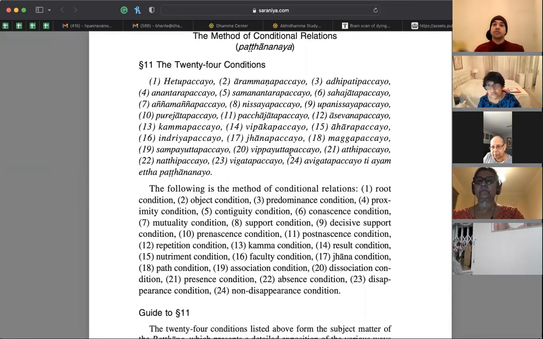I will read the Pali just to familiarize ourselves. Hetu paccayo, arammana paccayo, adipati paccayo, anantara paccayo, samanantara paccayo, sahajata paccayo, anyamanya paccayo, nissaya paccayo, upanissaya paccayo, purejata paccayo, pachajata paccayo, asevana paccayo, kamma paccayo, vipaka paccayo, ahara paccayo, indriya paccayo, jhana paccayo, magga paccayo, sampayutta paccayo, vippayutta paccayo, atthi paccayo, natthi paccayo, vigata paccayo, avigata paccayo. And these are the 24 conditional relations.